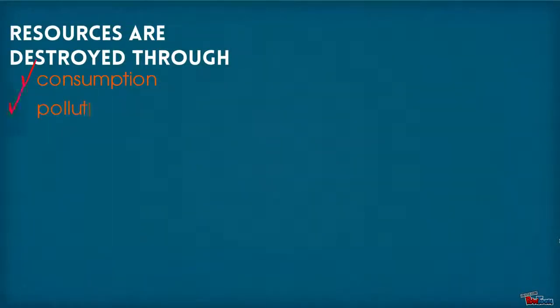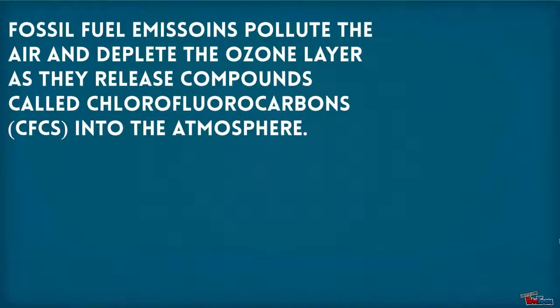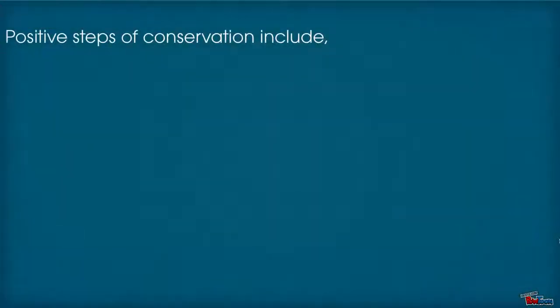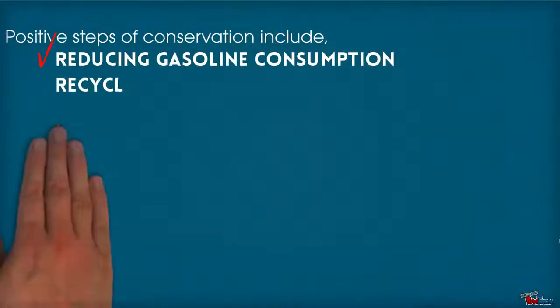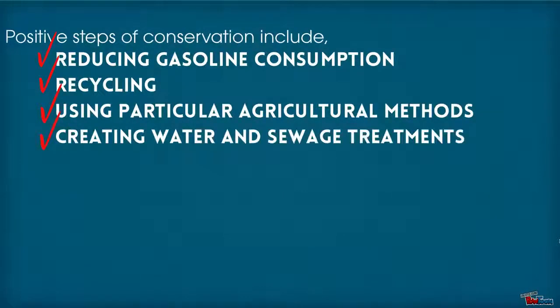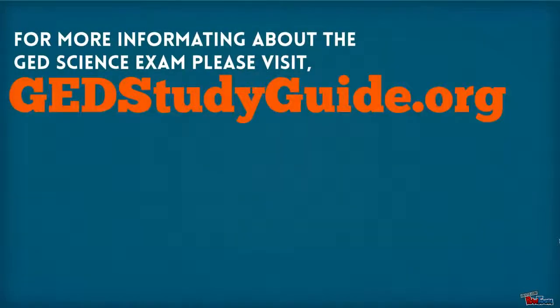Resources are destroyed through consumption, pollution, and overuse. Fossil fuel emissions pollute the air and deplete the ozone layer as they release compounds called CFCs into the atmosphere. To help preserve these resources, we practice conservation. Positive steps of conservation include reducing gasoline consumption, recycling, using particular agricultural methods, and creating water and sewage treatments.